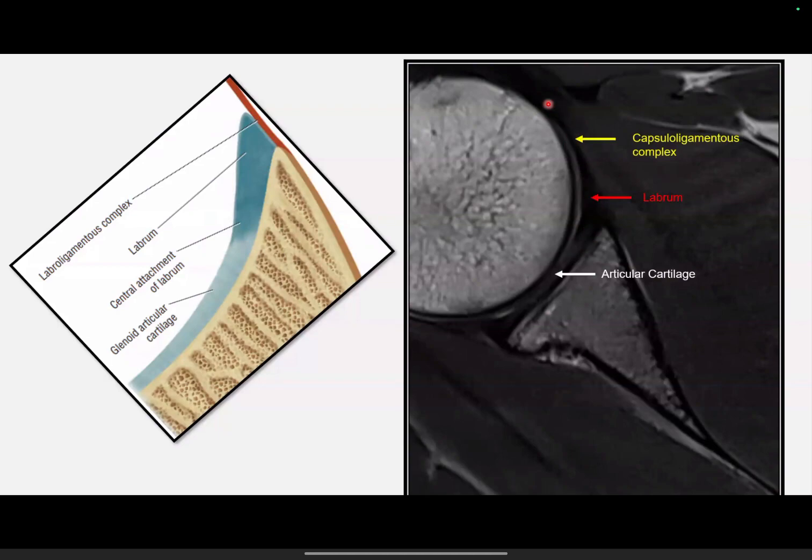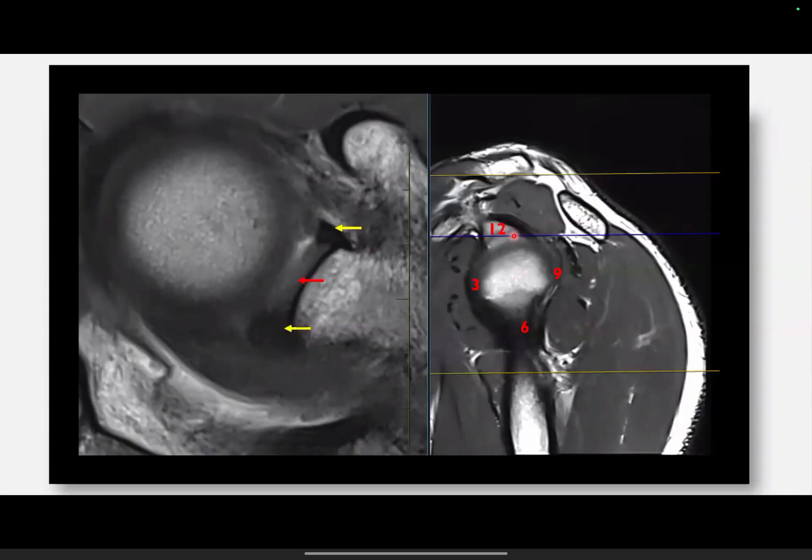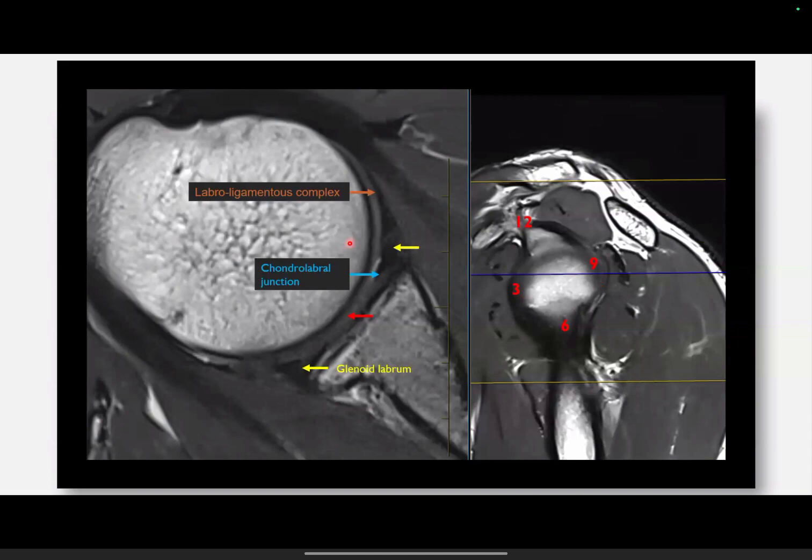Anteriorly, this will continue with the capsuloligamentous complex. So we'll start from above. You can see here, this is articular cartilage. This is anterior, this is posterior glenoid labrum. Here you can see this is anterior glenoid labrum, this is posterior glenoid labrum, articular cartilage, this is chondrolabral junction, and this is labroligamentous complex.